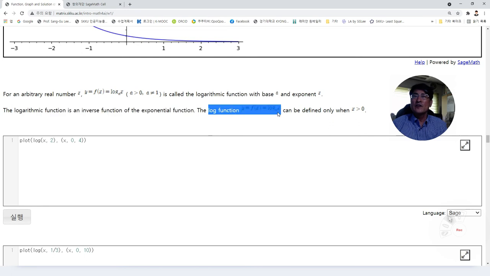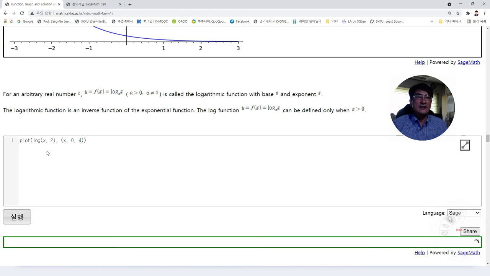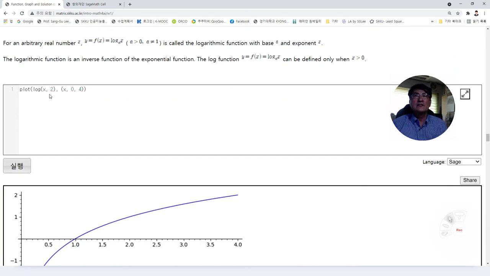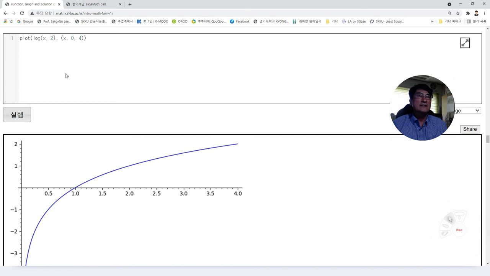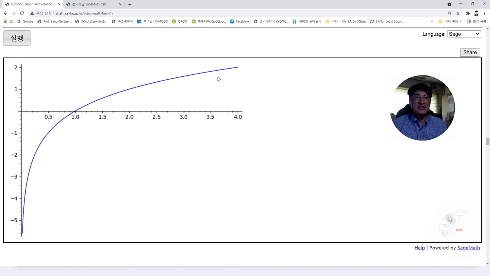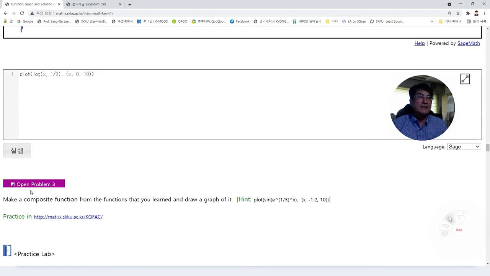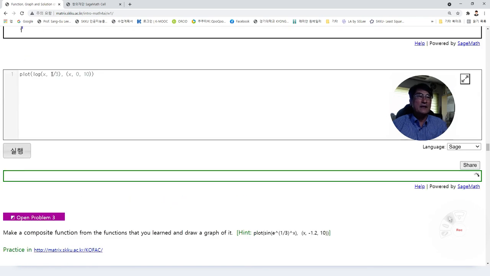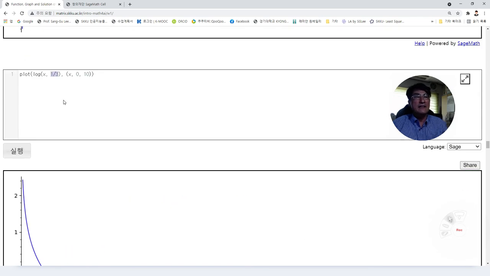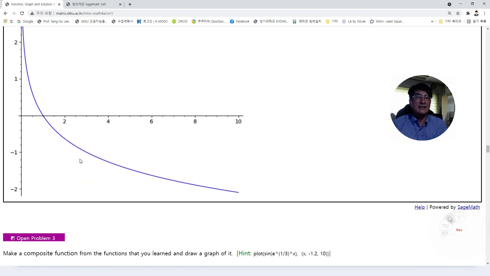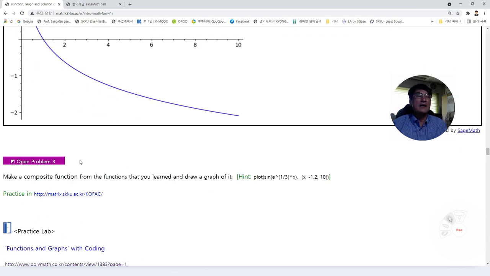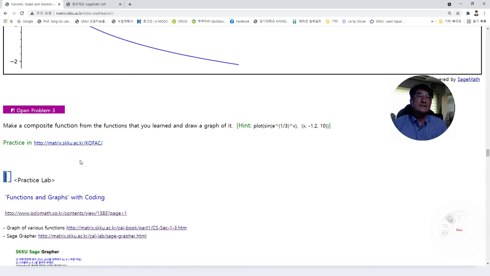The log function can be defined only when x is bigger than 0. Here, when the base is 2, you will see this is an increasing function, and that's the inverse function of what you had. And when the base is 1 over 3, you will see that it's a decreasing logarithmic function.